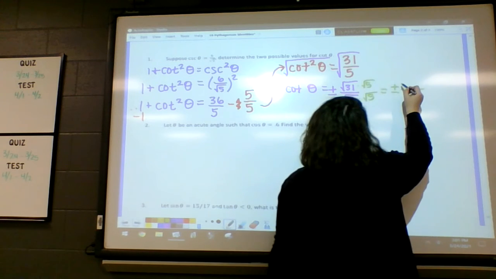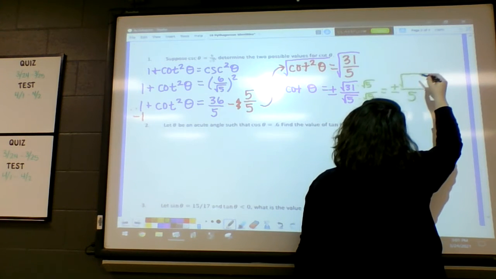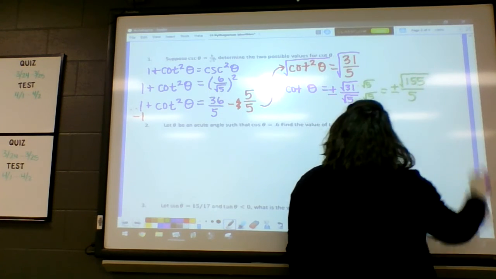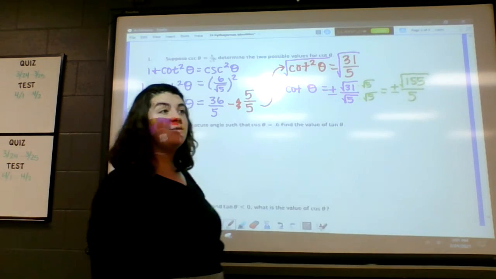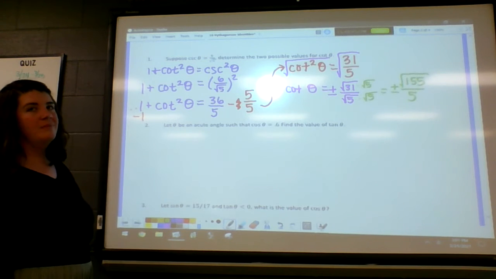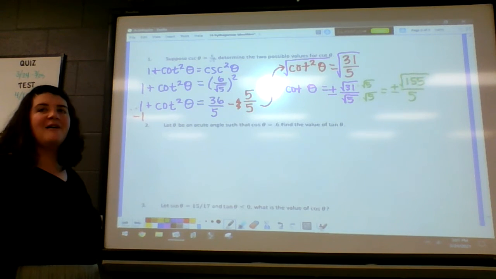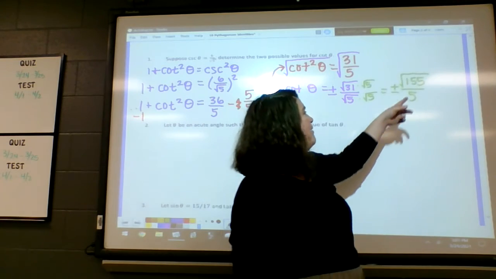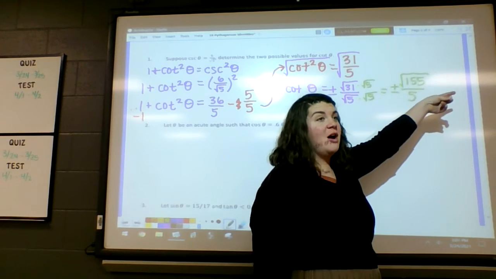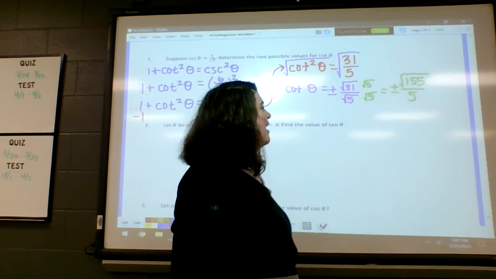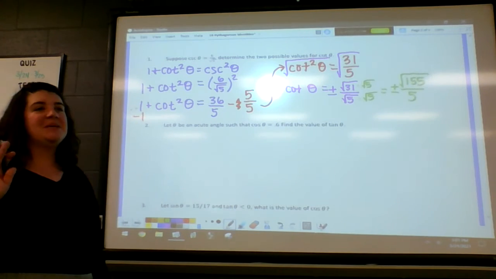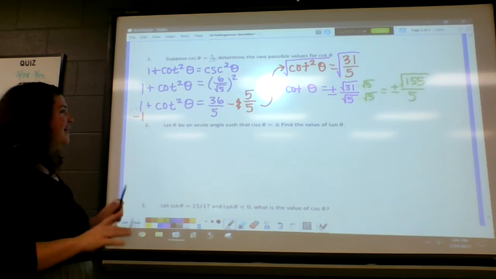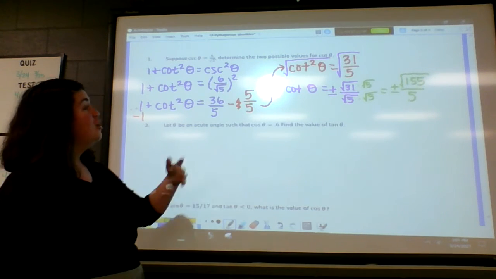So that would be 1 square root 31 times 5, which is 155. 30 times 5 is 150, one more would be 155. And then technically, if 155 simplifies, you should also simplify it, right? The good news is it doesn't simplify. There's no perfect square in 155, so we're good. So there's our 2 possible values.